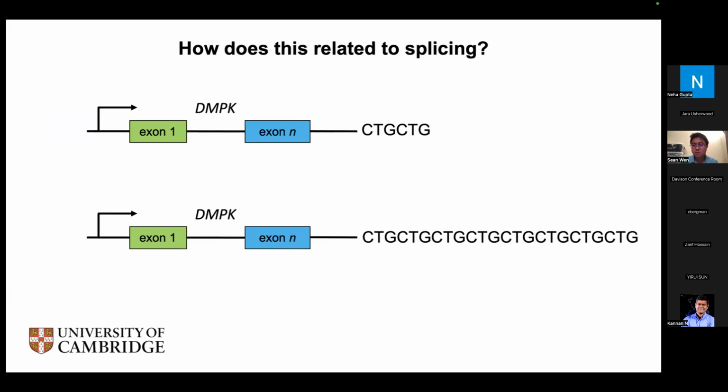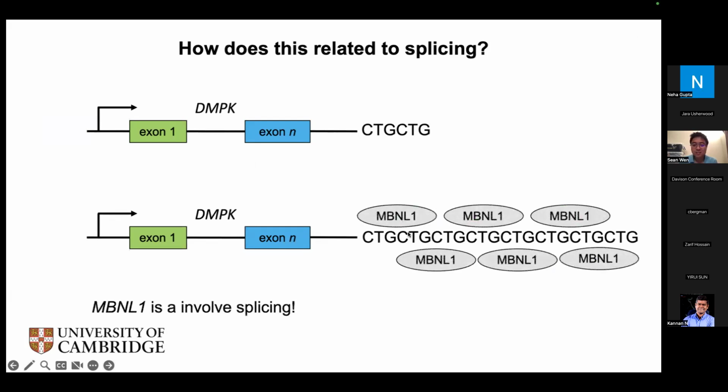And so how is this related to splicing? Well, over here on the top panel, you will see a DMPK gene that has short extended repeats, but the bottom panel shows us a scenario of patients that have long repeated regions. And when there are long extended repeat regions, it tends to attract and absorb this protein called MBNL1. And MBNL1 is involved in splicing.